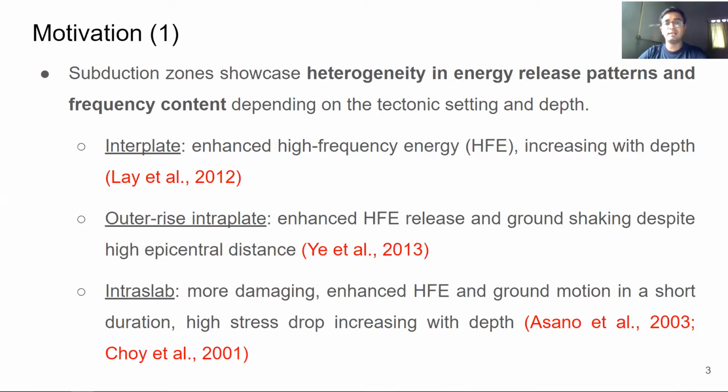Ye et al., in another study, analyzed outer rise intraplate earthquakes, which are sourced away from the trench towards the sea. They reported enhanced high frequency energy and ground shaking from such events despite their high epicentral distances. Finally, we consider intraslab events, those that occur within the subducting slab and usually beneath population centers. Intraslab earthquakes are much more damaging than similar magnitude interplate events and pose a higher seismic risk owing to their higher frequency of occurrence. They also release enhanced high frequency energy in a short duration with high stress drops observed to increase with depth.